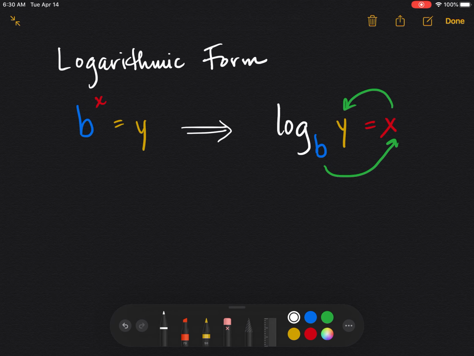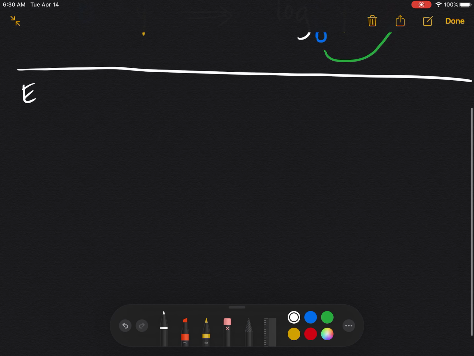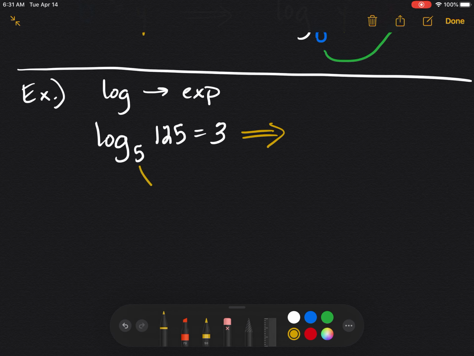So by way of example, let's just do a couple of quick examples here. If we are going to go from log form to exponent form, then when we have log base 5 of 125 equals 3, we can rewrite that as, this is our base, 5 to the third power equals 125. Okay, so that's going that direction.